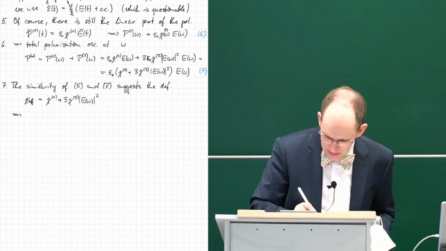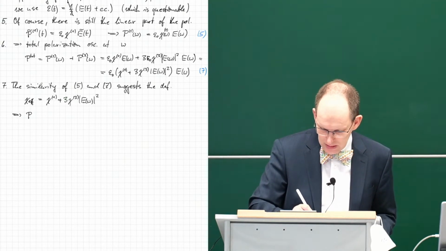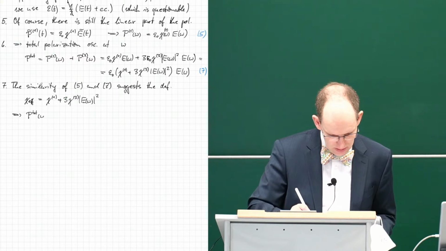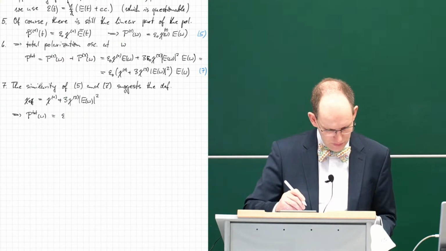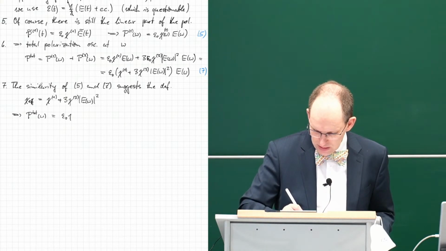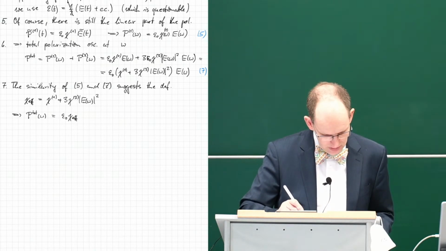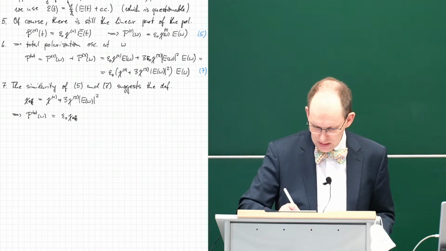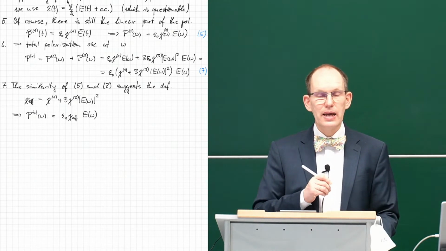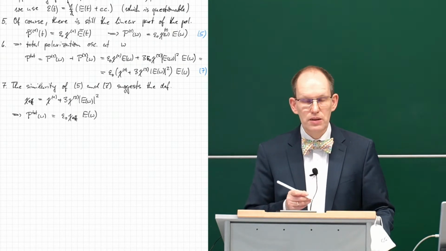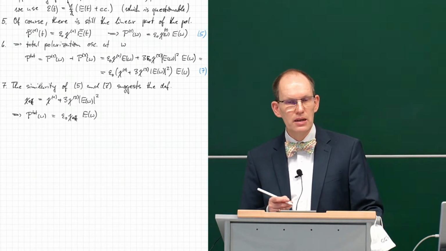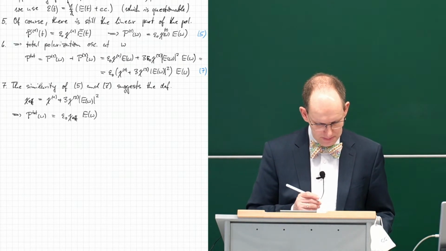And accordingly, we would write the total polarization now in this form that really looks like equation 5. So we have epsilon 0 times the effective nonlinear susceptibility times E of omega. Now it looks like a linear equation, but it is of course not a linear equation because the effective susceptibility depends on the intensity.